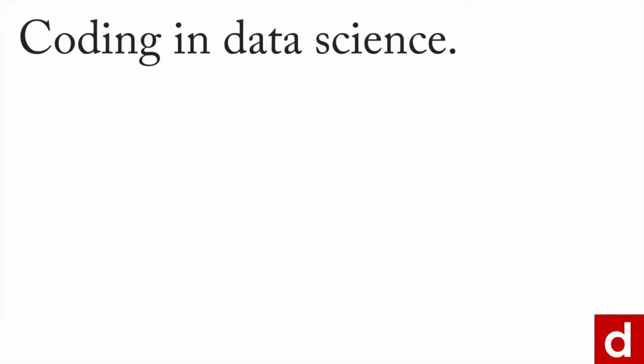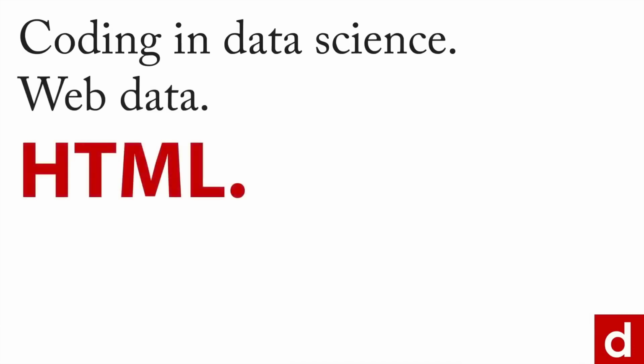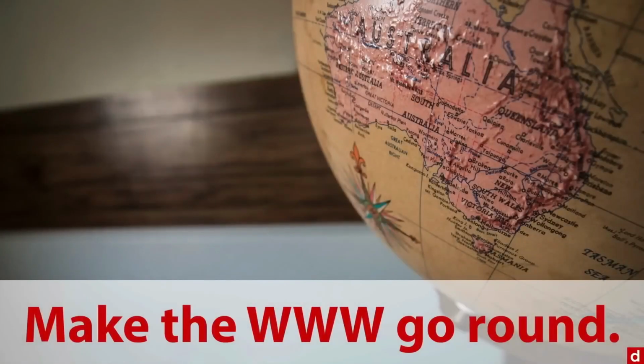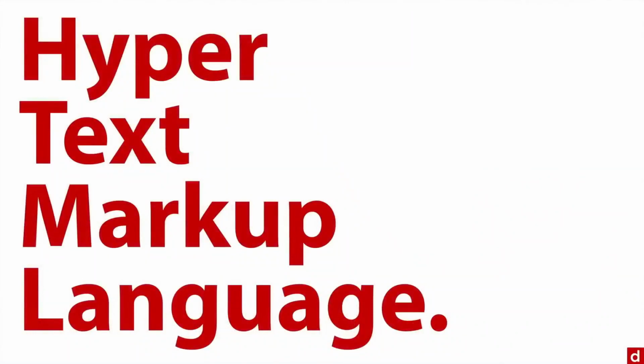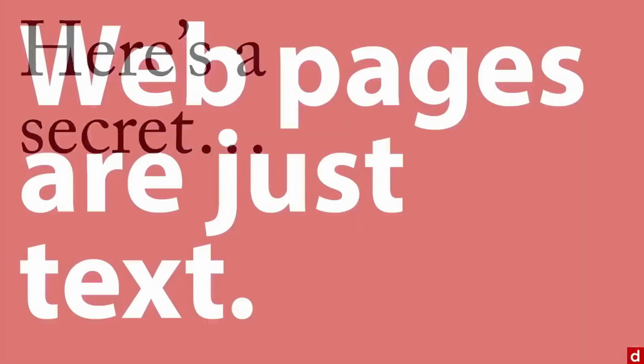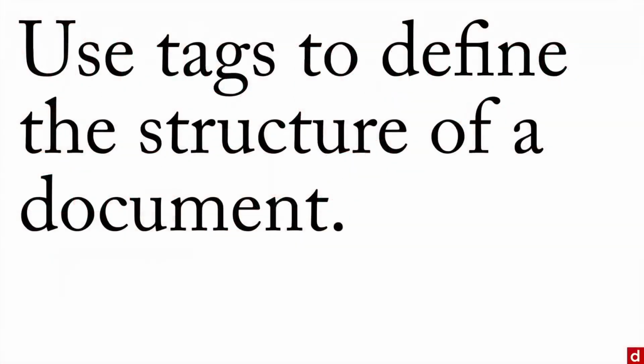When you're coding in data science, one of the most important things you can do is be able to work with web data. And if you work with web data, you're going to be working with HTML. Now, in case you're not familiar with it, HTML is what makes the World Wide Web go round. What it stands for is Hypertext Markup Language. And if you've never dealt with web pages before, here's a little secret. Web pages are just text. It's just a text document, but it uses tags to define the structure of the document, and a web browser knows what those tags are and it displays them in the right way.